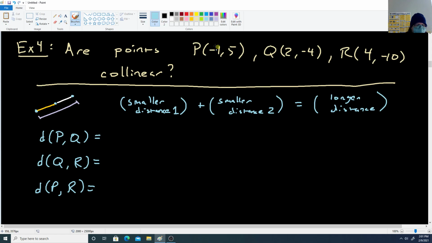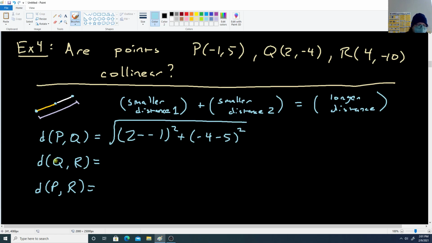So okay, P is the 1 coordinates, Q is the 2 coordinates, so I get x2, which is 2, minus x1, which is negative 1, squared, plus y2, which is negative 4, minus y1, which is 5, squared, square root of that. Then Q is the 1 coordinates, R is the 2 coordinates, so x2 would be 4, minus x1 is 2, squared, plus y2 is negative 10, minus y1, which is negative 4, squared.